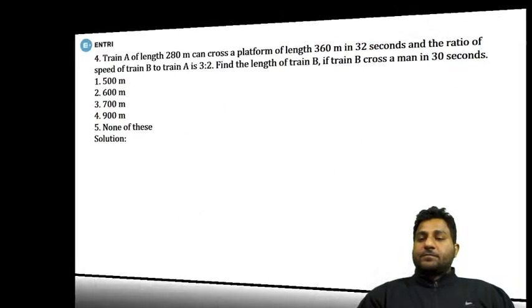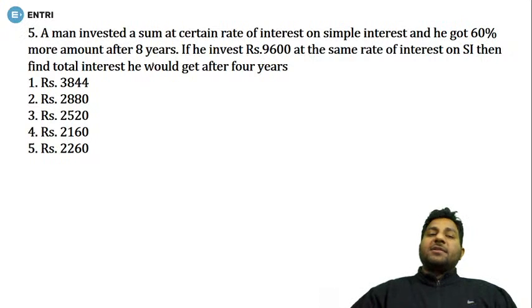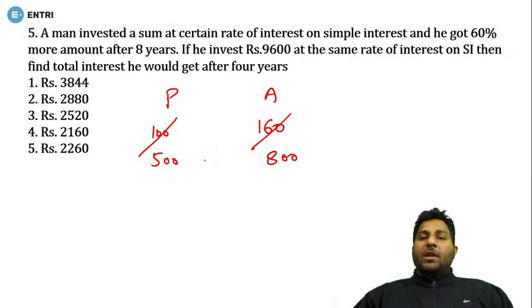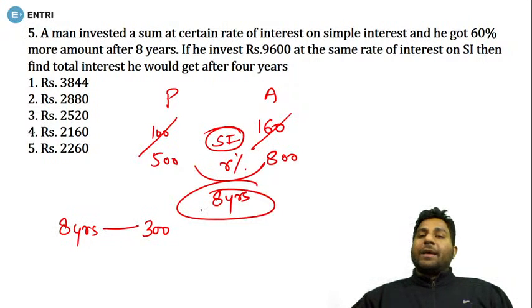That's it. Next. The next question says, a man invested a certain sum at a certain rate of interest on simple interest. Okay. And he got 60% more amount. So let's say that principal was 100 and amount has become 160, which means from 500 to 800. So in 8 years, with a certain rate percent of simple interest, we have got 300 ratio increased.